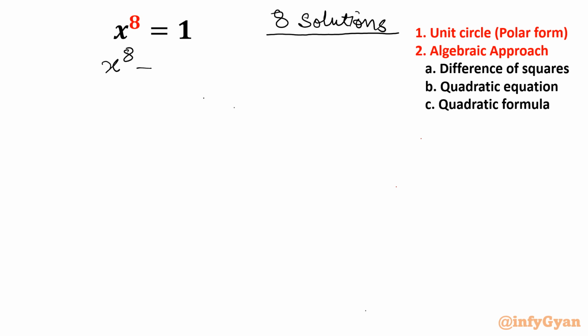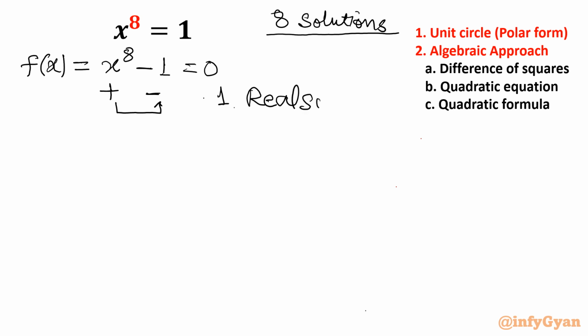x power 8 minus 1 is equal to 0. I am presuming this is f(x). If you check the signs only, the first term sign is positive, here the sign is negative. So by Descartes' rule, if there is one sign change, that means one real root. There is one sign change in this octic equation, so one real root is confirmed, at most one real root or one real solution.